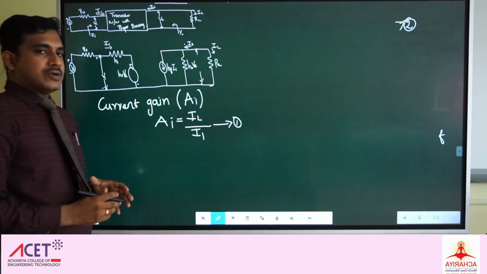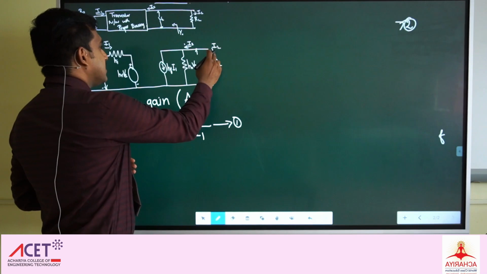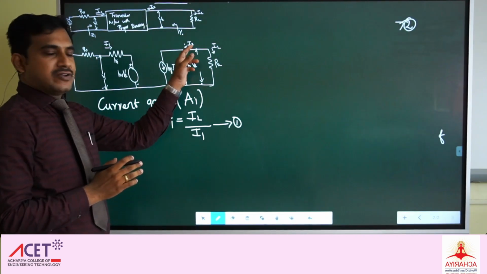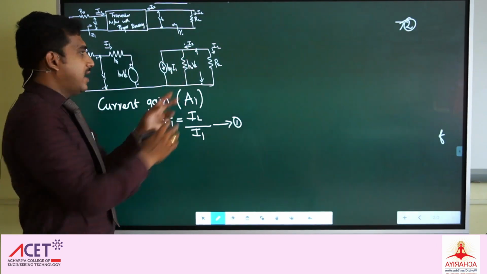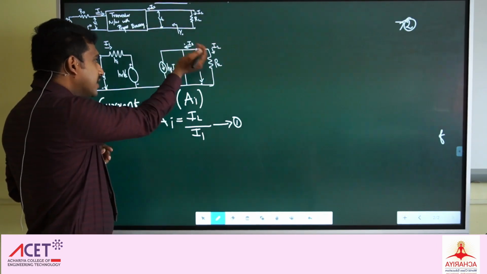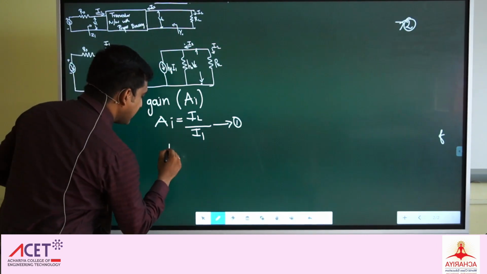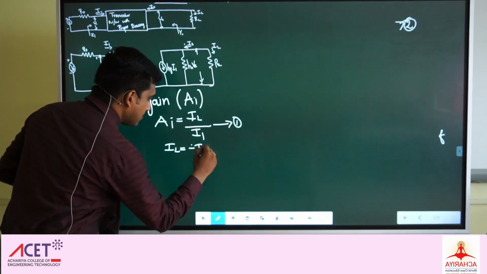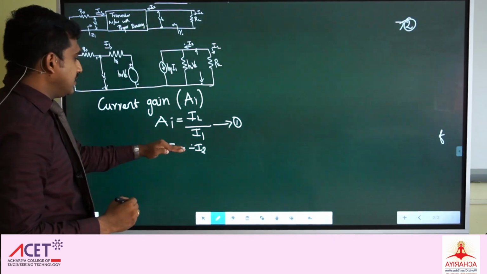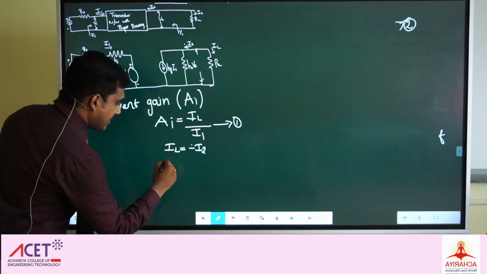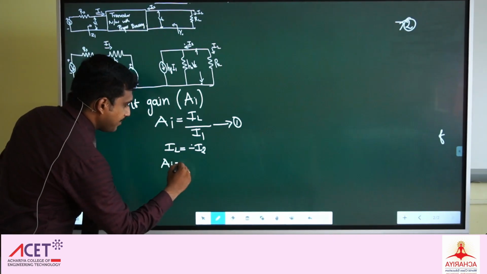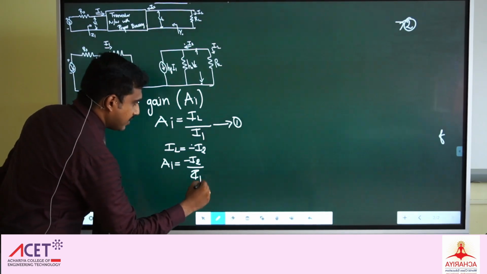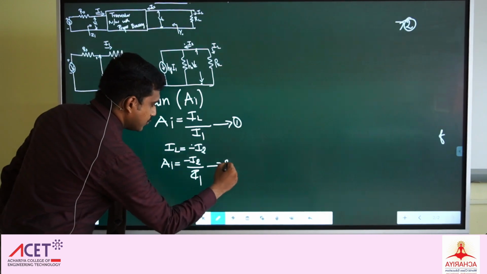By seeing the output side, we can say IL is equal to minus I2, because IL and I2 are equal in magnitude but different in direction. IL is flowing this side and I2 is flowing in this side. That's why we can write IL is equal to minus I2. Now we can substitute this in the above equation. We get AI is equal to minus I2 divided by I1. Consider this as equation number 2.